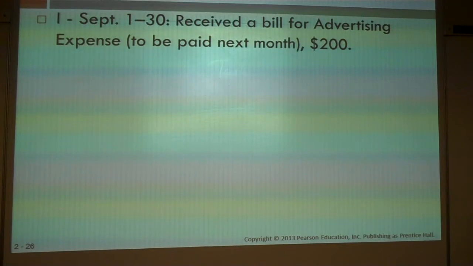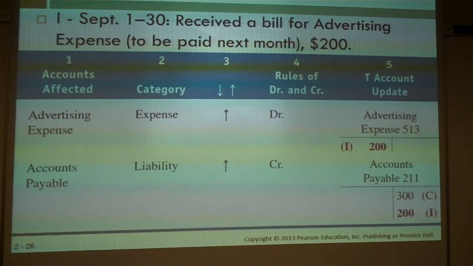The categories: advertising expense is an expense. Accounts payable is what kind of an account? A liability. Where is a liability's normal balance? On the credit side. Did the liability go up or down? Up. That one might be a little tricky to do. Advertising expense is our debit. Accounts payable is our credit. But out of how many, this is the only one that was really complicated.